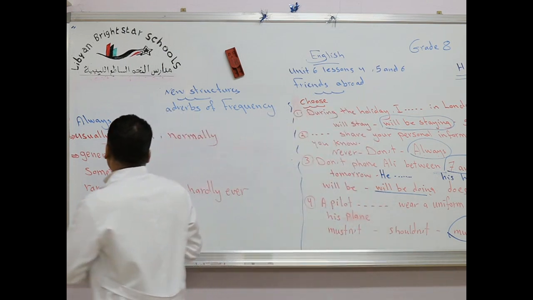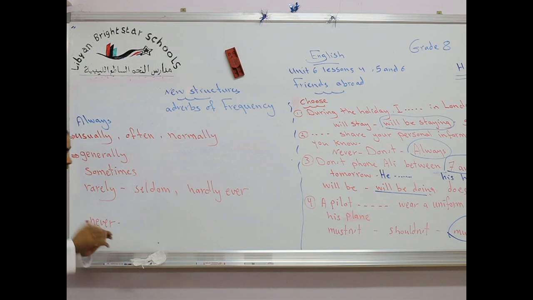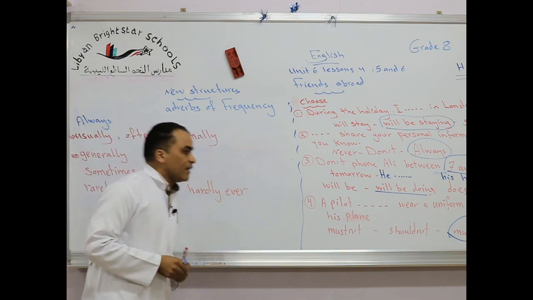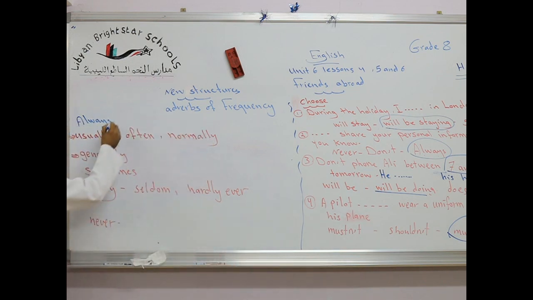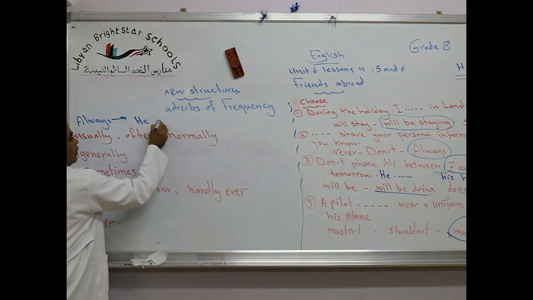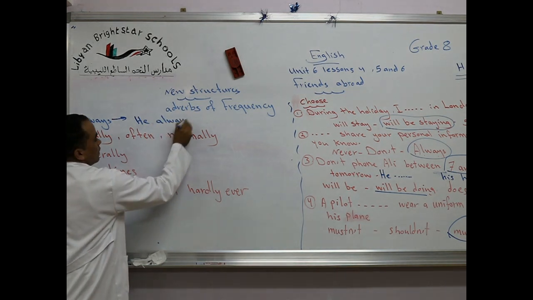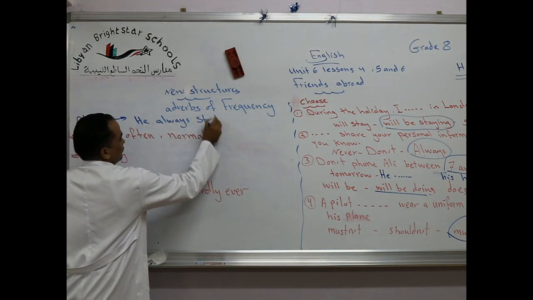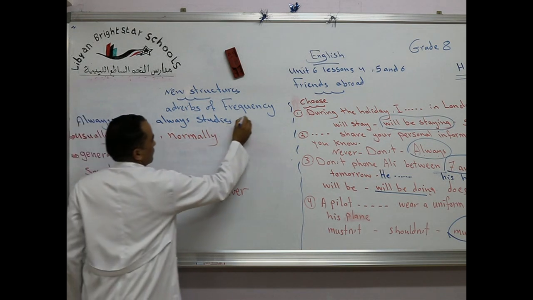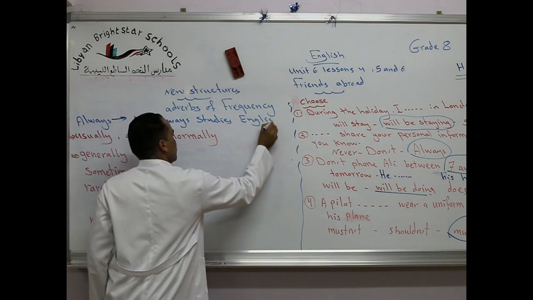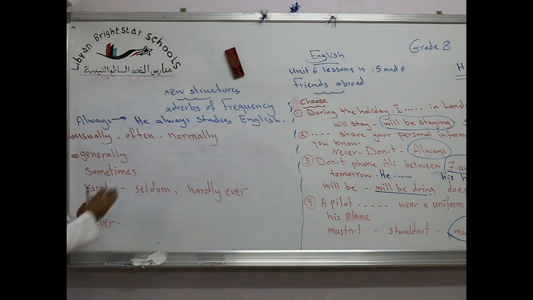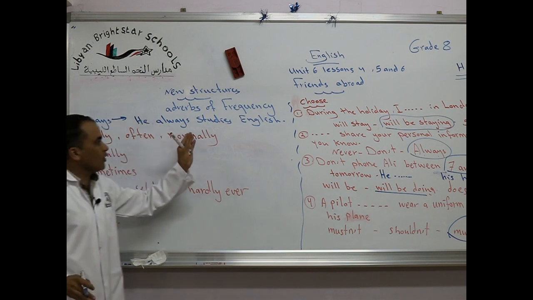Always is used when the action happens all the time. For example, he always studies English. Again, always is used when the action happens all the time.